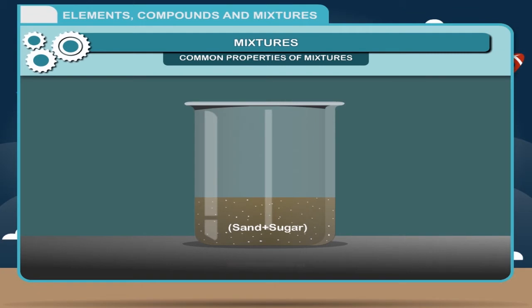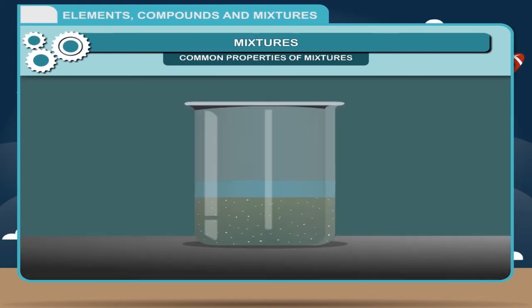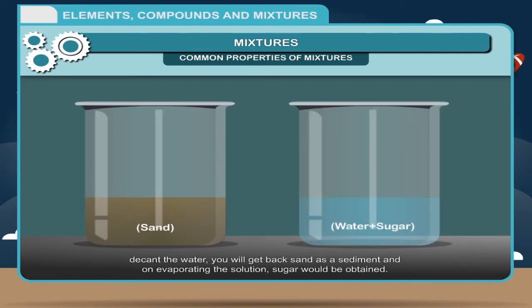4. No energy change takes place during formation of a mixture. 5. Components of a mixture can be separated by physical means. For example, if you want to separate components of a mixture of sugar and sand, just add water. Sugar dissolves in water. Now, decant the water. You will get back sand as a sediment, and on evaporating the solution, sugar would be obtained.